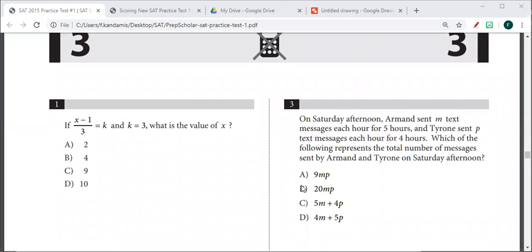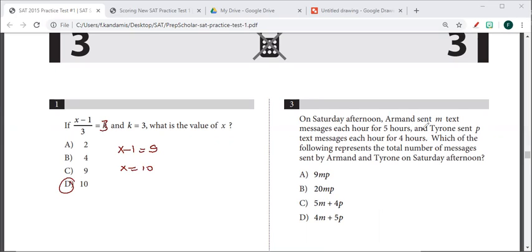Hello, I'm going to solve some Heart of Algebra questions from the non-calculator part of the test. The first question is easy, so let's start very quickly. It says (x minus 1) over 3 equals k, where k equals 3, so it's automatically 3. Therefore, x minus 1 equals 9 and x equals 10. Correct answer is D.